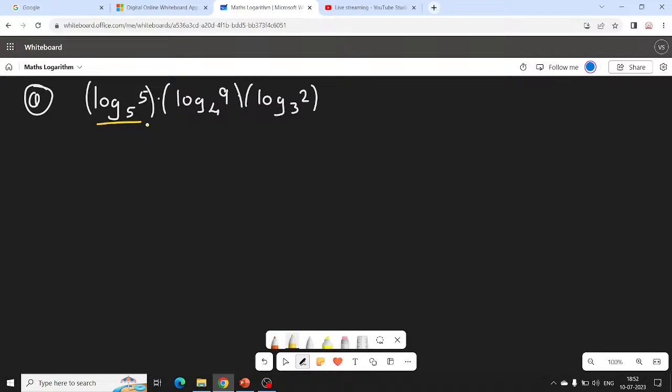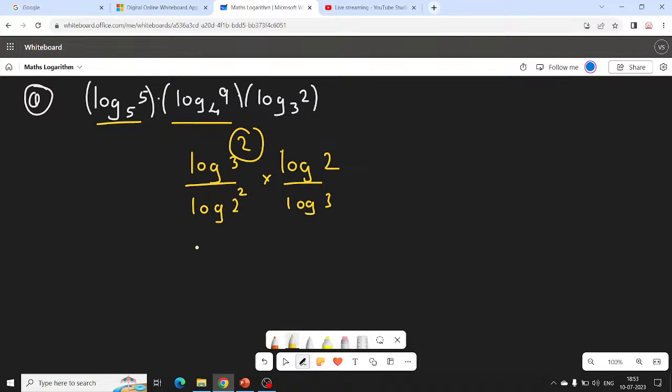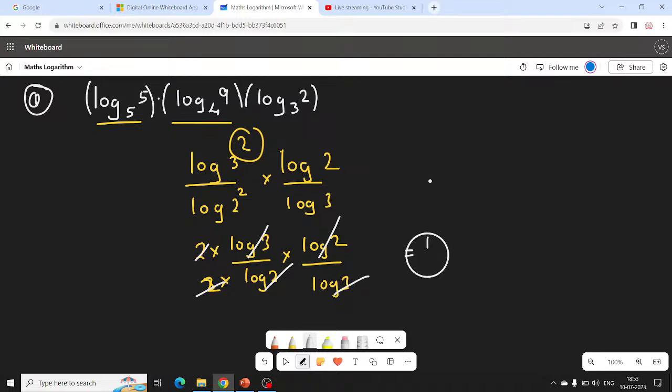This can also be written as 1. Log 5 to the base 5 is 1. So let us directly start from this. 9 can be written as 3 square, divided by, this is log 4. Log 4 is nothing but 2 square. Now this is log 2 divided by log 3. So this becomes 2 into log 3 divided by 2 into log 2, and then log 2 into log 3. Now what will get cancelled? Log 2, log 2, log 3, log 3, 2 and 2. What is remaining? 1. Okay, so this is the answer.